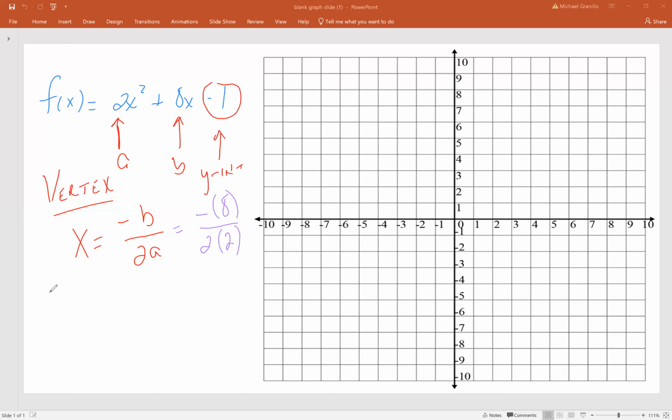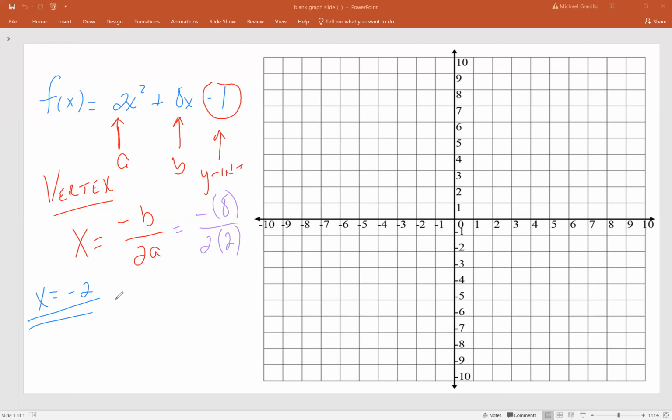And so what does that give us? That gives us -8 over 4, which is -2. So the x value of the vertex is -2. Wow, that sure looks a lot like the axis of symmetry already, right? So that's good. So we have one last thing that we have to do.